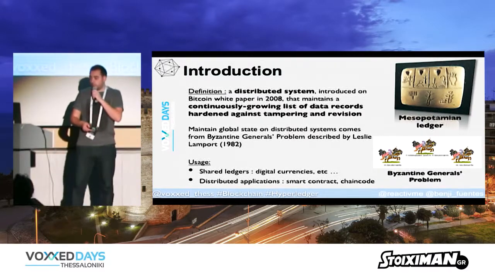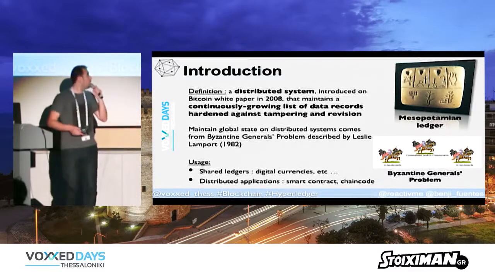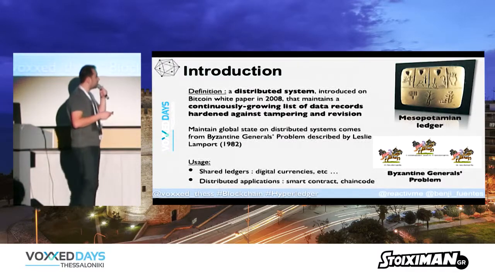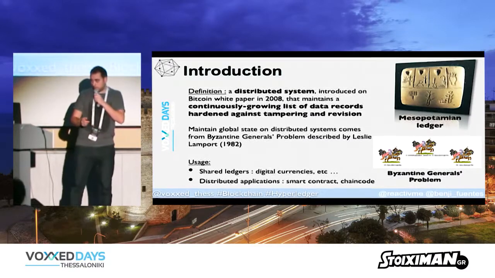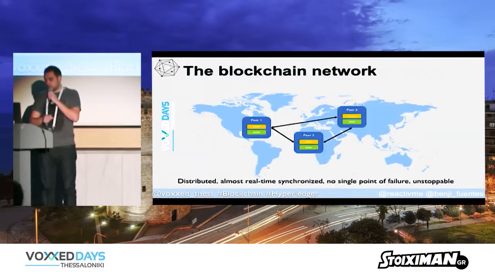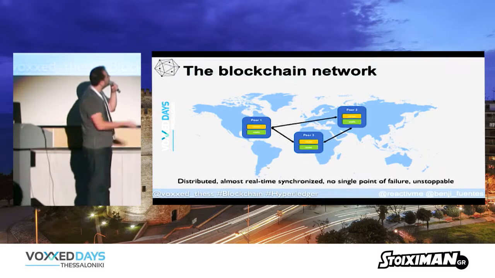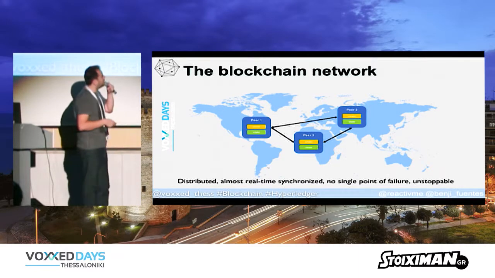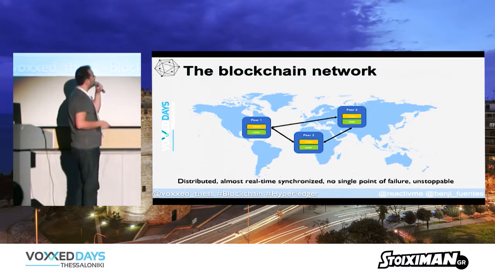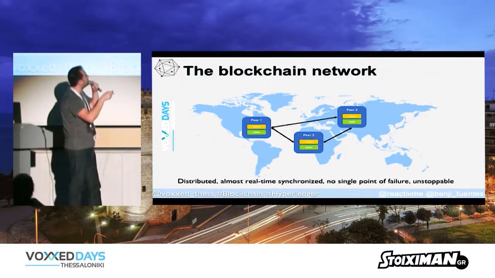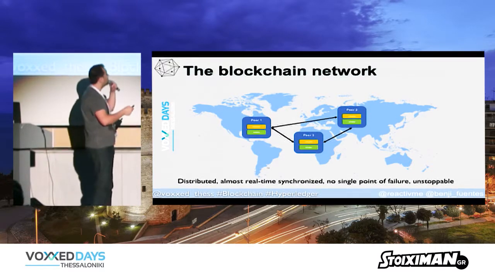The main usage of blockchain that we know today is digital currencies like Bitcoin, but you now also have what we call smart contracts or chaincode. I'll talk a little bit about that later. A blockchain is a distributed network. You can see there are several nodes, 3 nodes here, communicating through messages. The goal is to have everything synchronized in almost real time, with no single point of failure, everything replicated, and to be unstoppable.